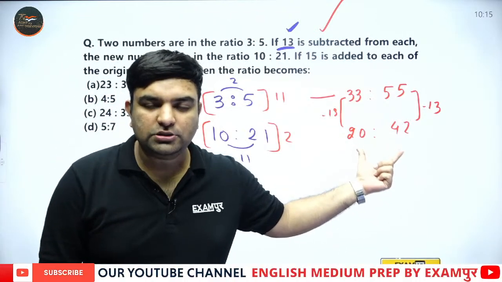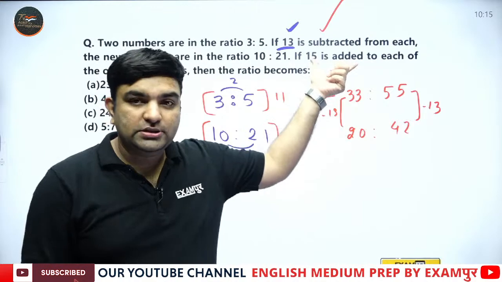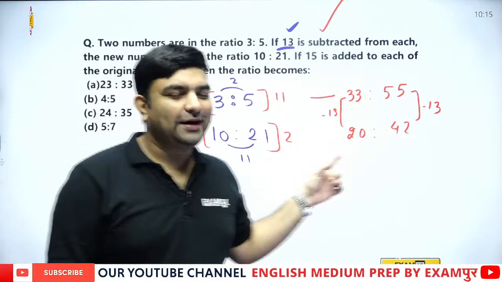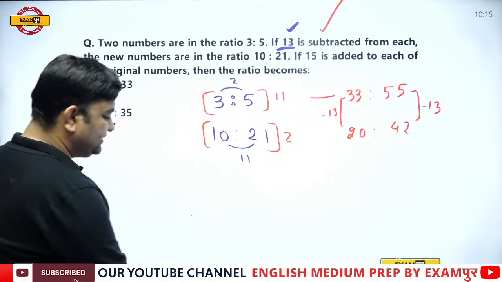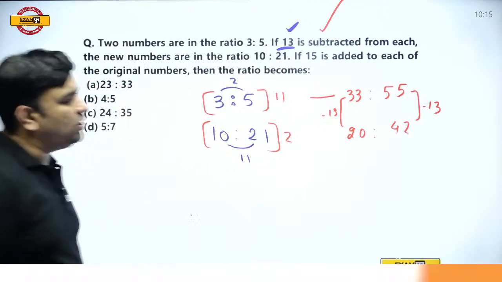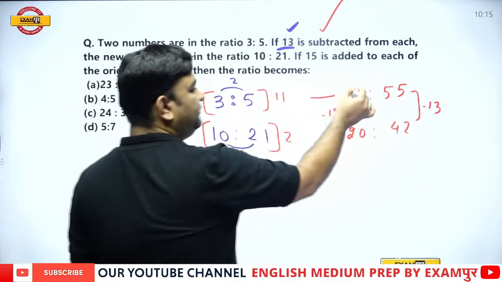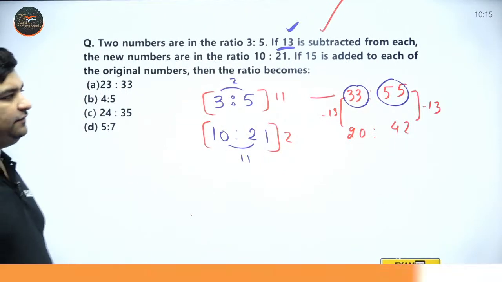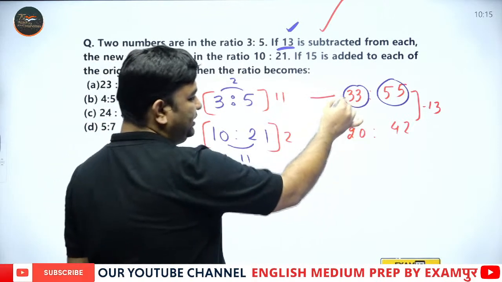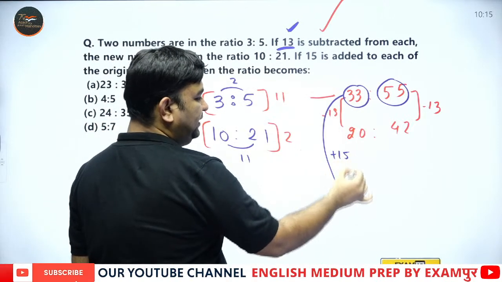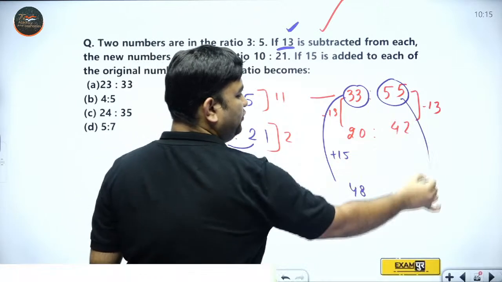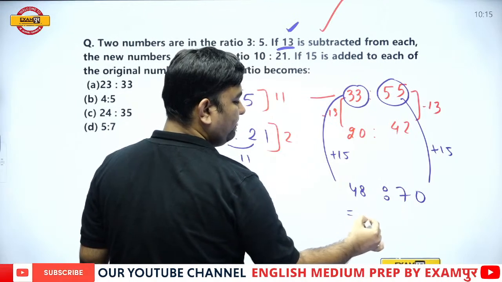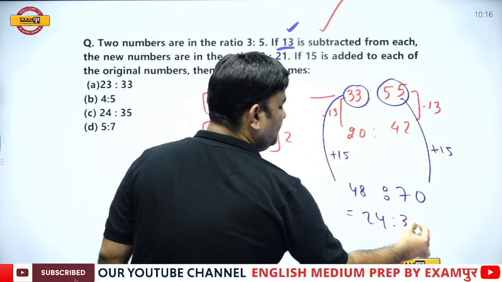According to the ratio it is also coming 13, and the question is also saying that 13 is subtracted, which means these are the actual values. So your numbers originally were 33 and 55. If you add 15 to each, 48 and 70. What is the new ratio? 24:35.